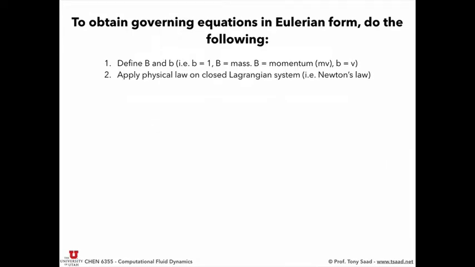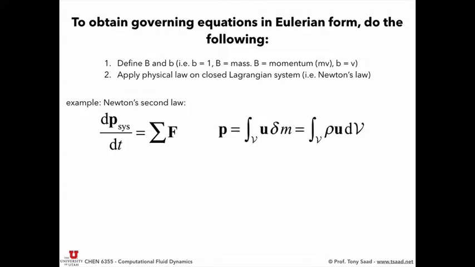And then apply the physical law on a closed Lagrangian system, for example, Newton's law, or in the case of conservation of mass, we'll see what that looks like. Okay, so for example, Newton's second law tells you that the rate of change of momentum for a system, P, I'm going to call momentum P, is the summation of forces. And P system is the integral of U delta M, which is rho U delta V. Okay? Now remember, U is B, lowercase b, and then we get rho U delta V. That's our basic integral form.